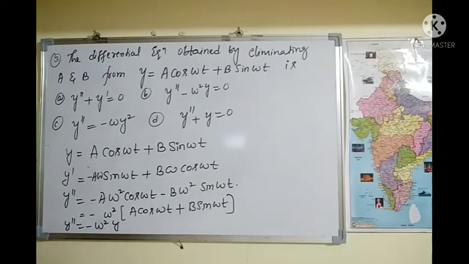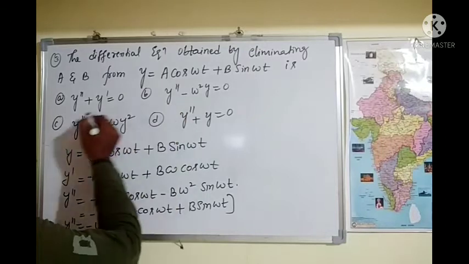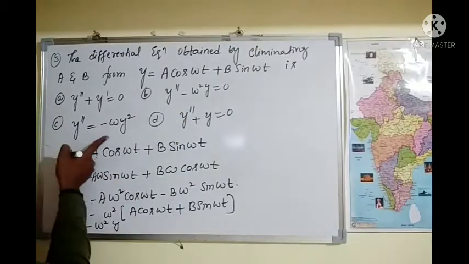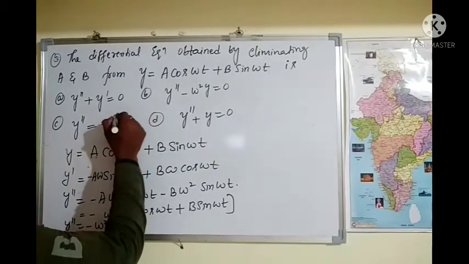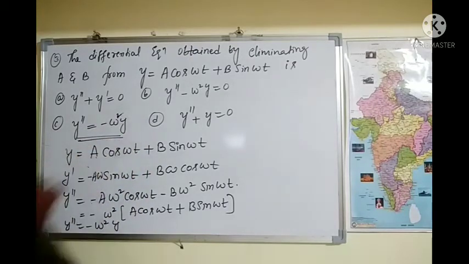See this result, check the options. Option A not possible, option B is also not possible. Option C: y double dash is minus omega square y, not y square. Option C is the correct option.